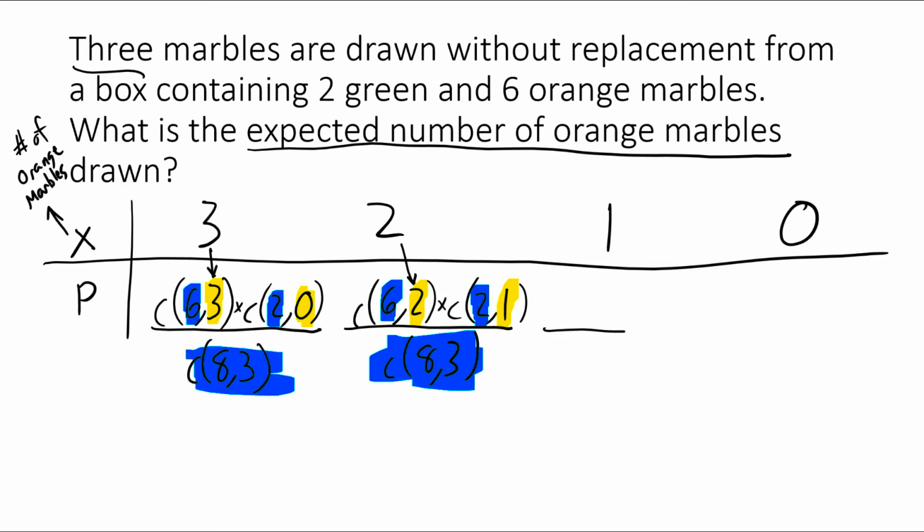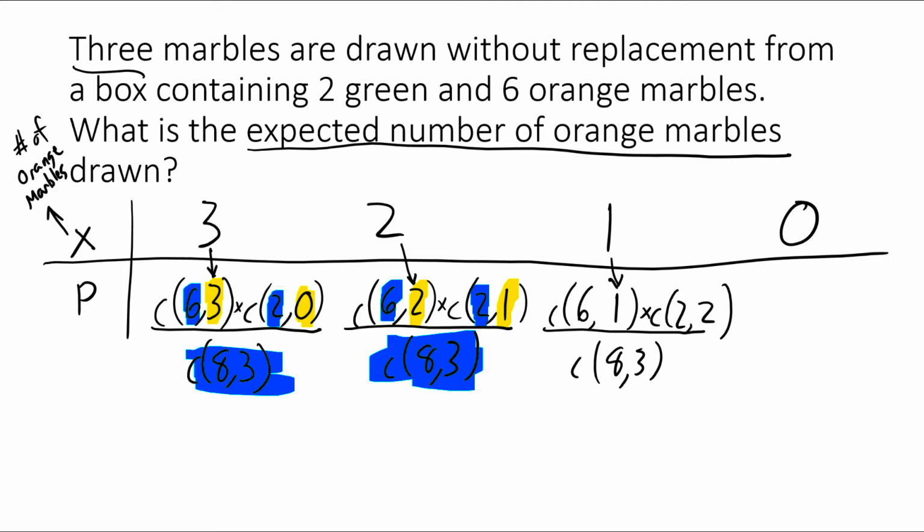All right, so then 1 orange marble: combination 8, 3 in our denominator again, combination 6 something times combination 2 something in our numerator, because again, all of those things stay the same. The only thing that's changing is how many orange marbles we want. In this case, we want 1. And if we have 1 orange, that means 2 green.